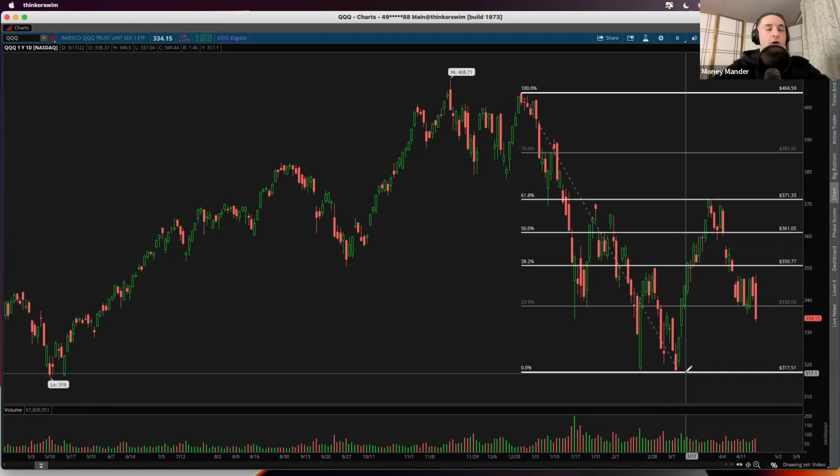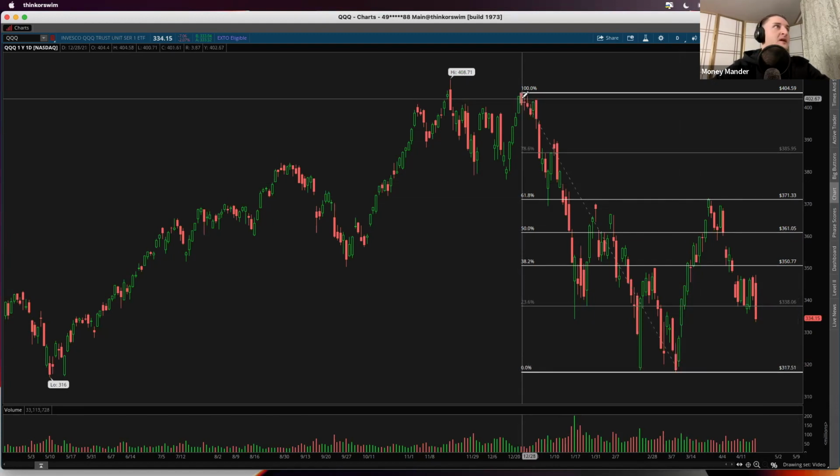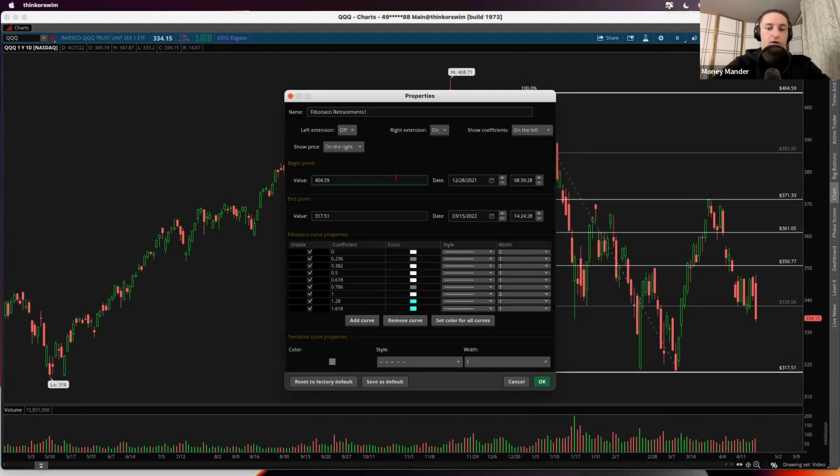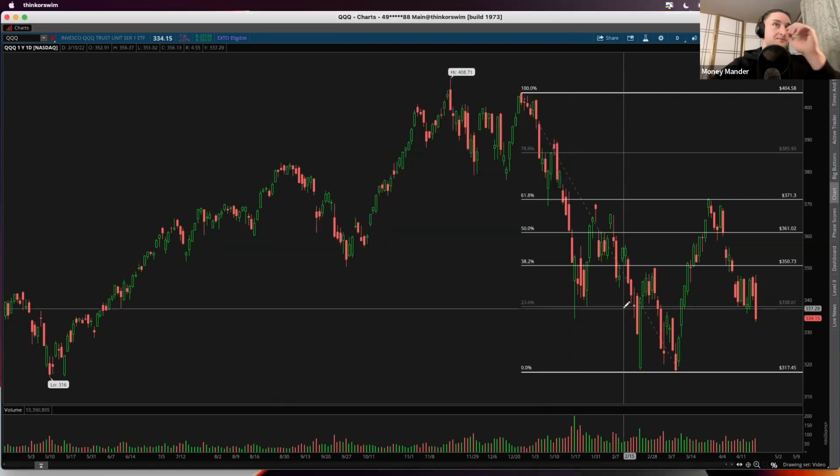And then what I like to do, I want to make these as accurate as possible. So if I'm plotting from this high to this low on the day, I'm going to go and look at the actual lows and highs. So this low was 317.45. This high was 405.58. So I was off by a penny here, a little bit more on the other one, right? So I'm going to go ahead and edit these, make them as accurate as possible.